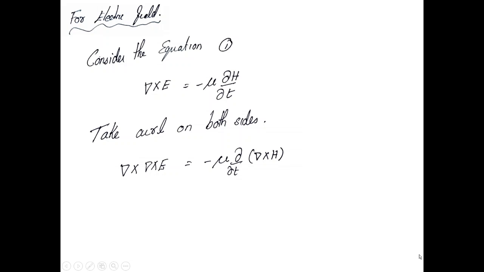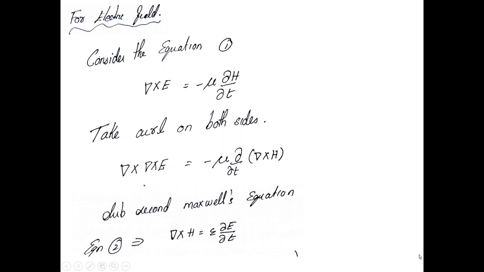For the wave equation, we have two wave equations. One is for the electric field, the other is for the magnetic field. First, we will see the electric field. We derive it with the equation del cross E is equal to minus mu dou H by dou T, the first Maxwell's equation. Take the first Maxwell's equation and take the curl on both sides. When you take del cross on both sides, you will get minus mu dou by dou T del cross H. Del cross H is given by Maxwell's second equation: del cross H is equal to epsilon dou E by dou T.